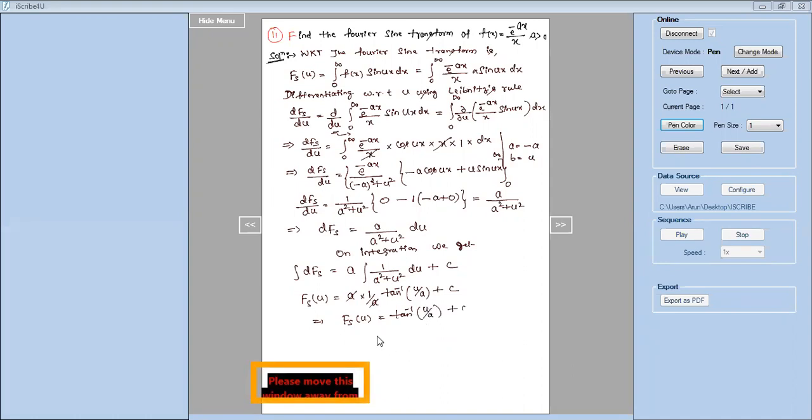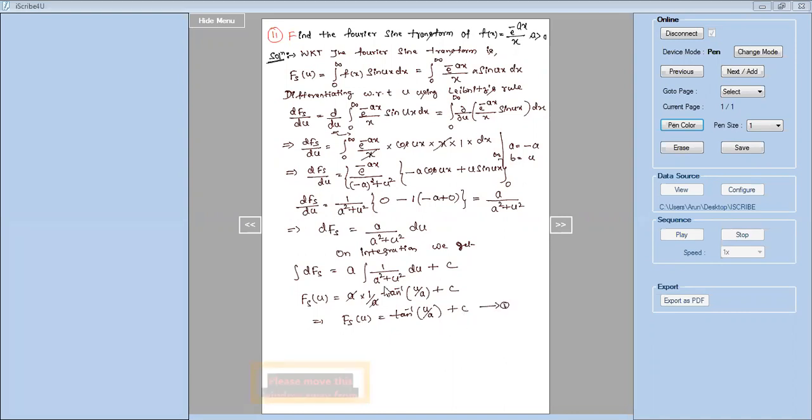So this is the Fourier sine transform for this. But here we have a constant of integration. If you want, you can evaluate this value, so you can find out the value of this c. So you have to put u equal to some value and find c for this. Here I'll call this equation number 1.